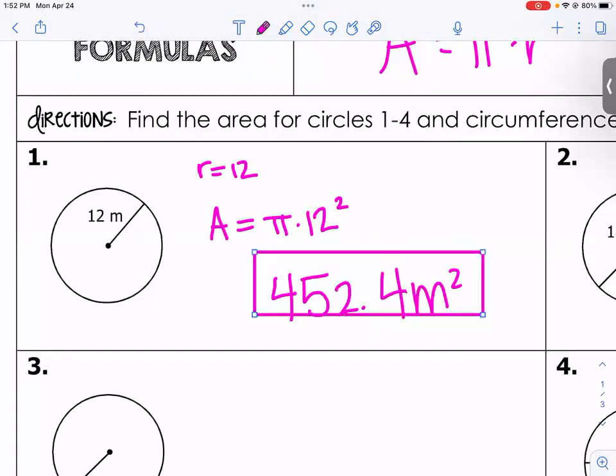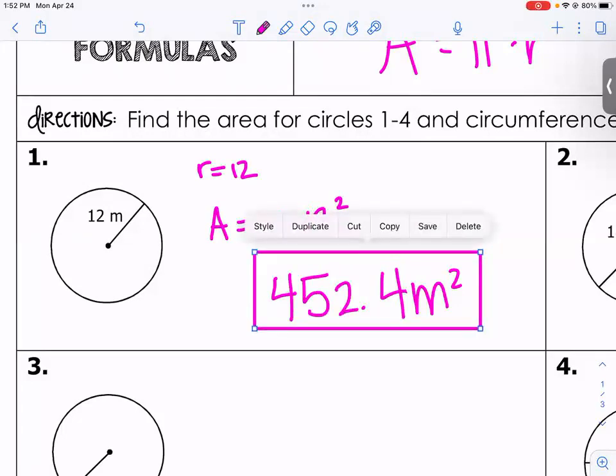Okay, for those of you who are looking, I found it on my calculator. The pi button is right here, just to the left.